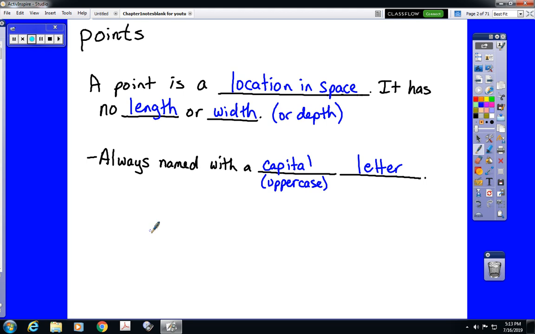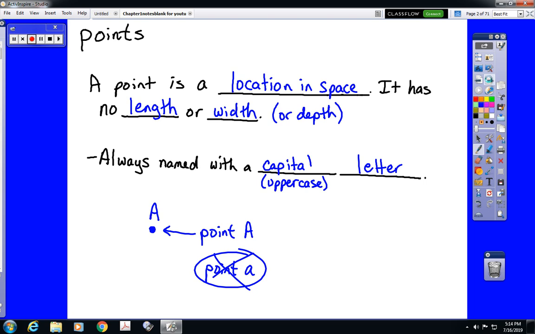Okay, so for instance, here's a picture of a point. It would be named with a capital letter, so we would refer to that location as point A. Notice that this is a capital letter. If you put point and then a little a, that is an incorrect answer and will be marked as such. So points are locations in space. They do not have length or width, and we name them using capital letters.